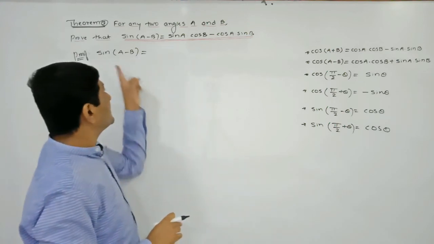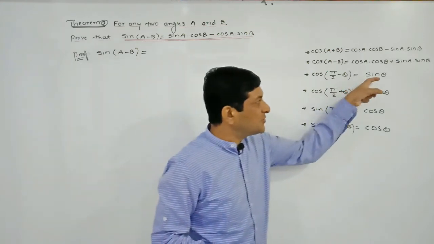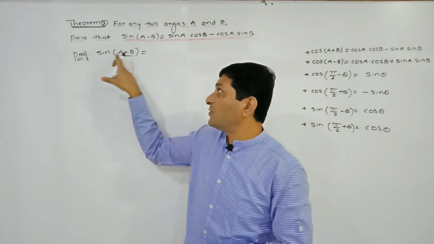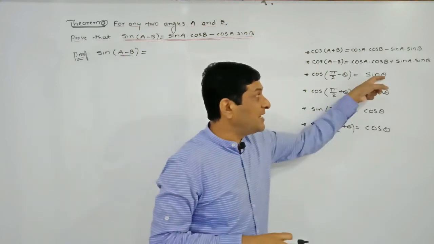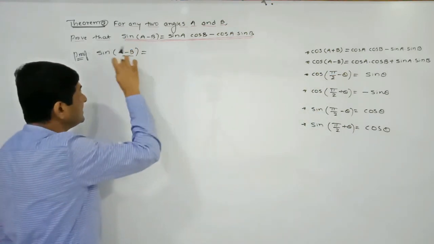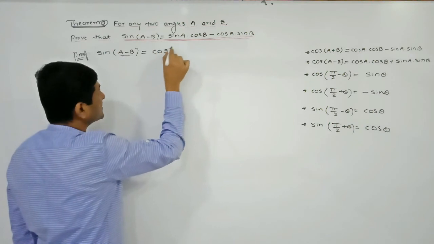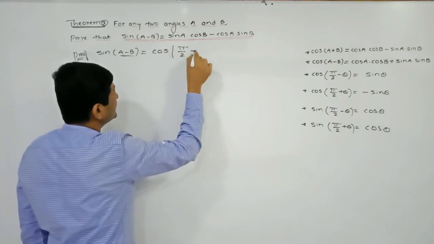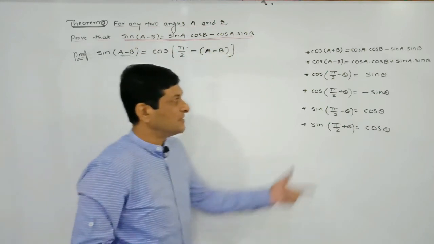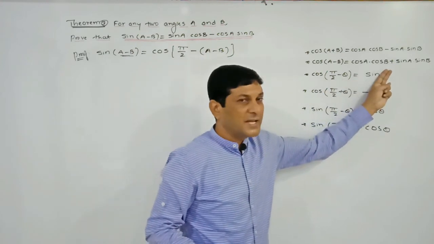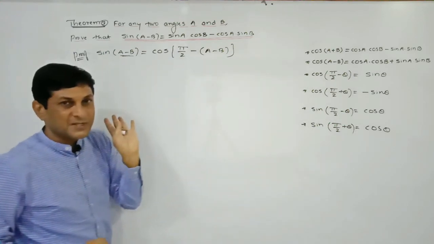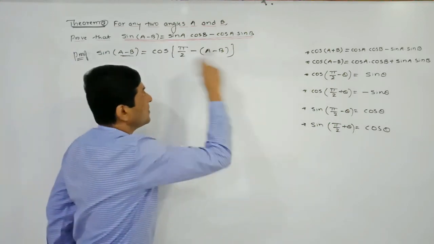Now if you observe this expression, is it in the form of this formula, sin theta? Consider this whole term as theta. Now it is in the form of sin theta, and we have proved that sin theta can be written as cos(pi by 2 minus theta). What is the value of theta here? A minus B. We have just substituted the values in this formula. On this side theta is A minus B, so here also we have replaced theta by A minus B. Hope you have got it. So applying this formula, we have got this result.